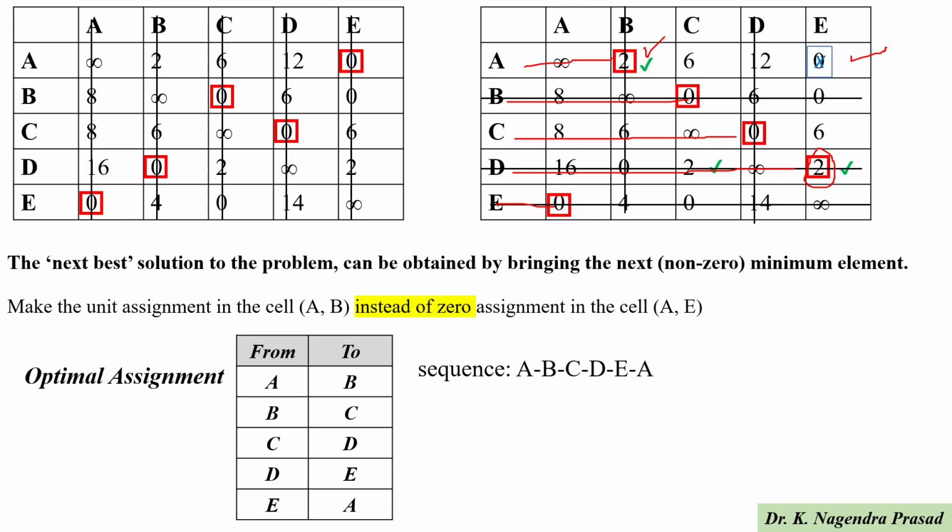So here the traveling salesman started at city A and finally reached the same city, and he did not travel to any city twice. So this is the optimal assignment.